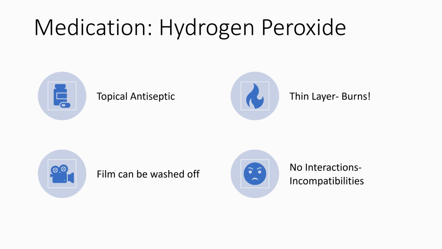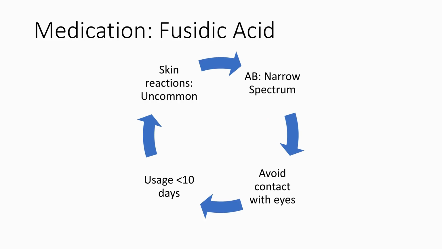Fusidic acid now. Fusidic acid is a narrow-spectrum antibiotic used to treat staphylococcal infections. You need to avoid contact with the eyes and do not use for longer than 10 days to avoid resistance. Some side effects, possibly sunscreen reactions, but that's uncommon. These are quite well-tolerated creams.